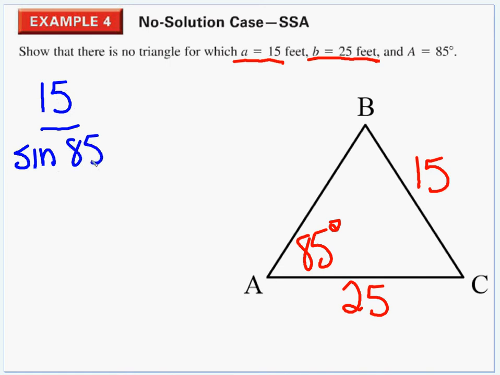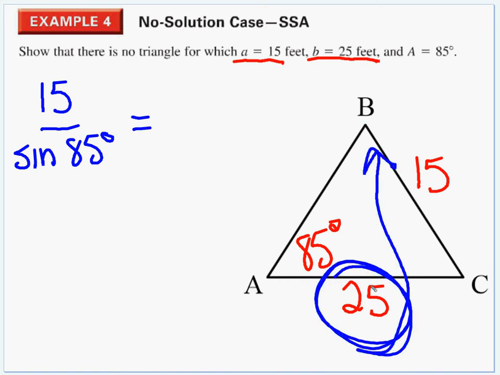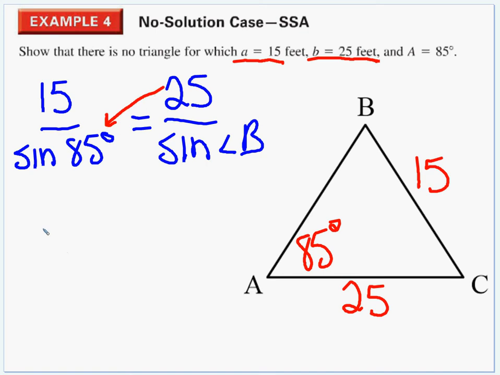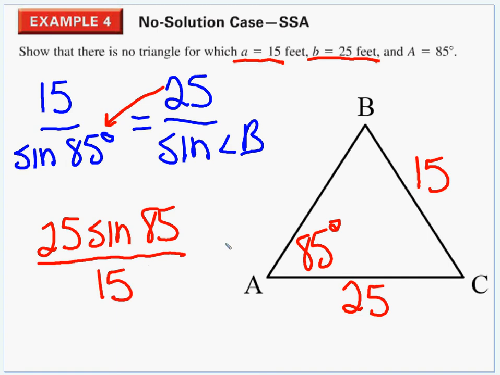Make sure your calculator's in degree mode. And that's going to be exactly equal to, the other side they gave us is 25, and the angle across from that is the one we're going to find first. So that's going to be 25 over the sine of angle B. And if we cross multiply and divide, we start by cross multiplying here: 25 times the sine of 85 degrees. And that's going to equal the other diagonal, but we're going to divide by 15 to get the sine of B alone. So that over 15 is equal to the sine of angle B.